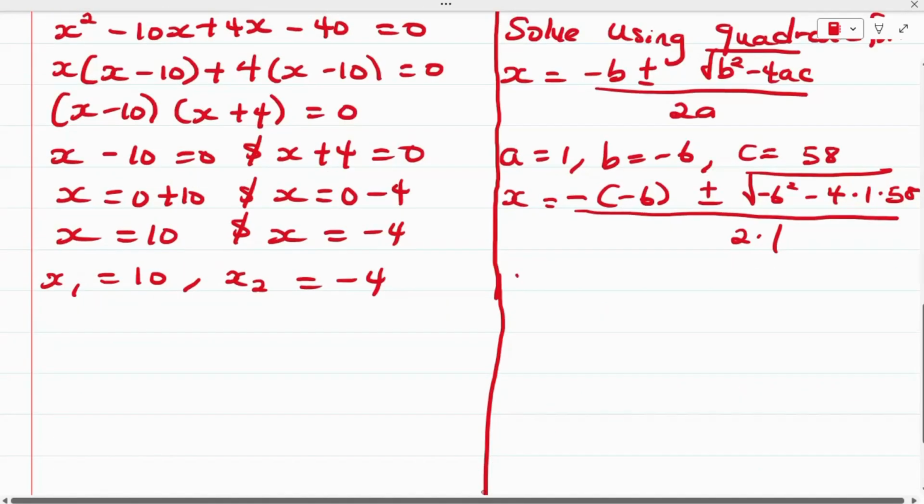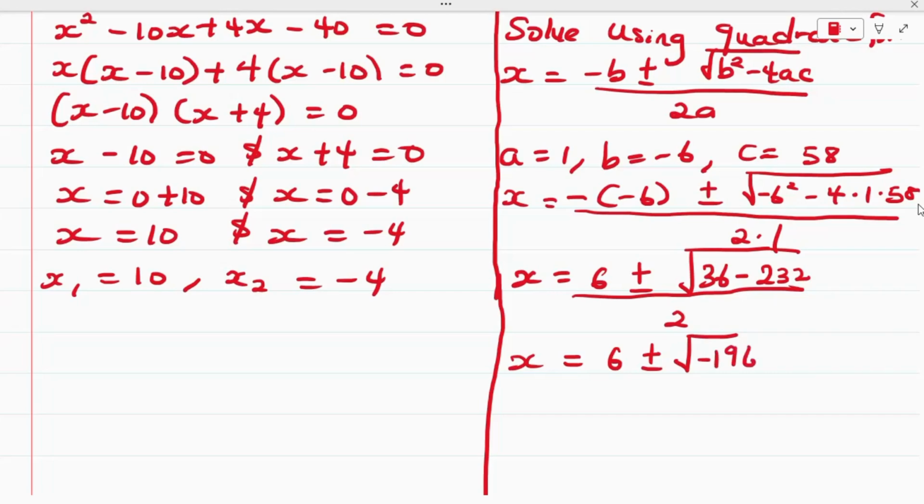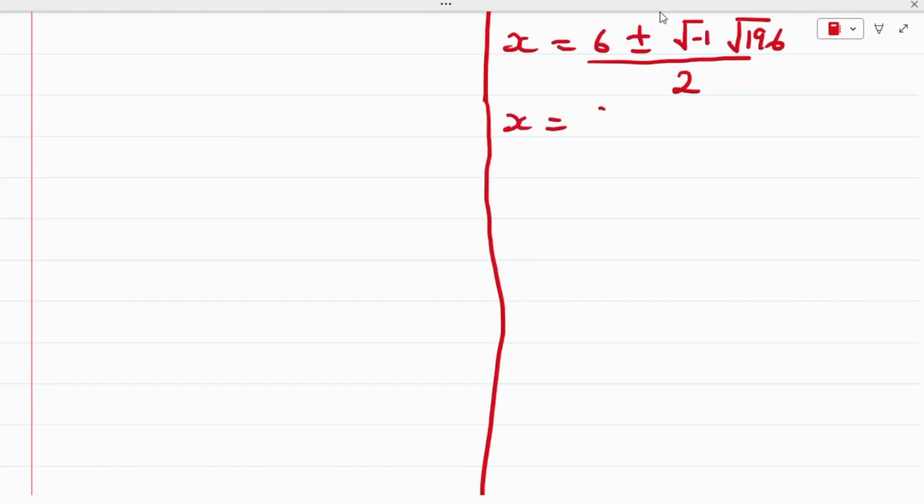Alright, so from here we have that x is equal to minus times minus is plus 6, plus or minus the square root of minus 6 squared is 36, minus 4 multiplied by 1 multiplied by 58 will give us 232, all over 2 multiplied by 1 is 2. So right here we have that x is equal to 6 plus or minus the square root of 36 minus 232, which is minus 196, over 2. And x is equal to 6 plus or minus, this can be written as the square root of minus 1 times the square root of 196, over 2. And from here we have that x is equal to 6 plus or minus.